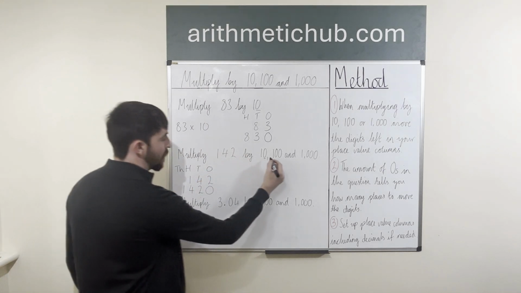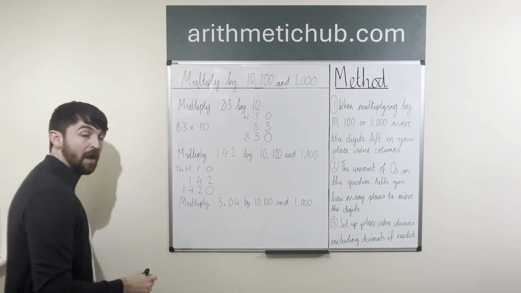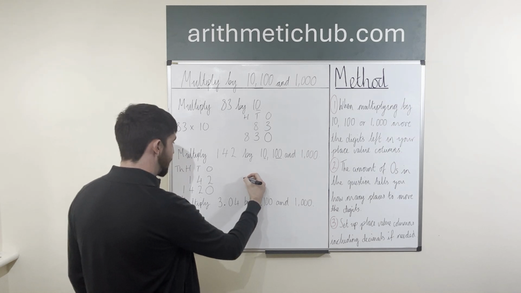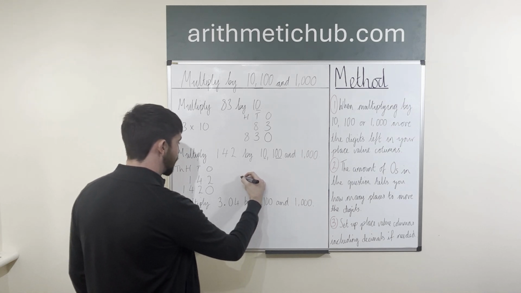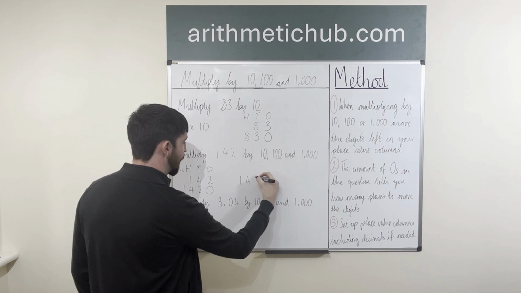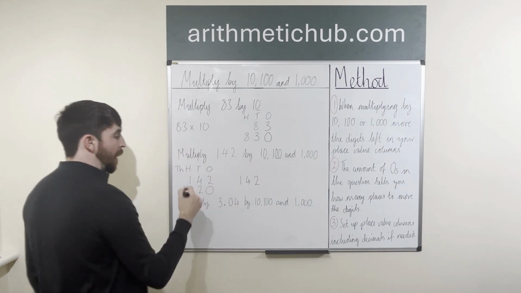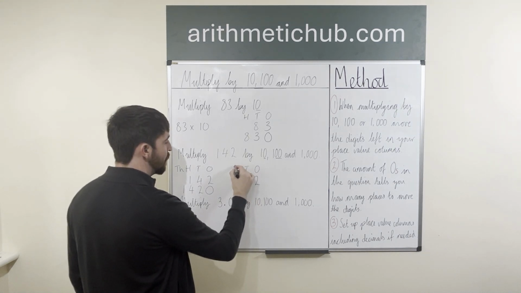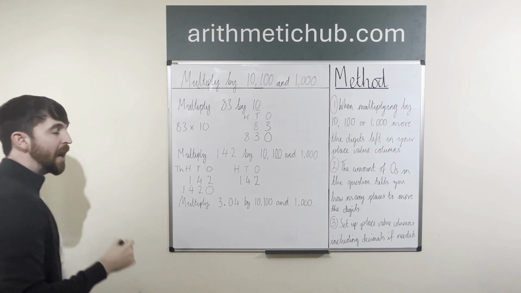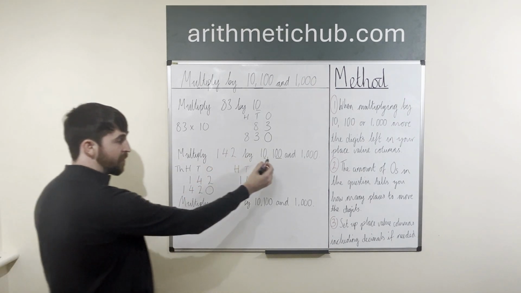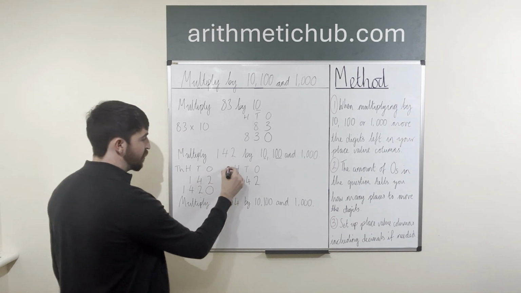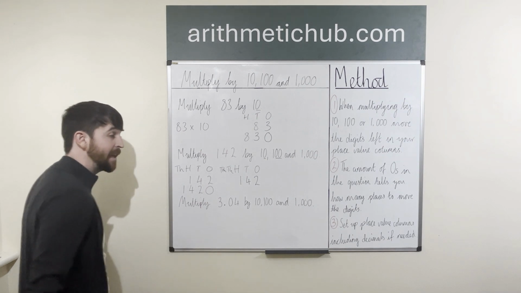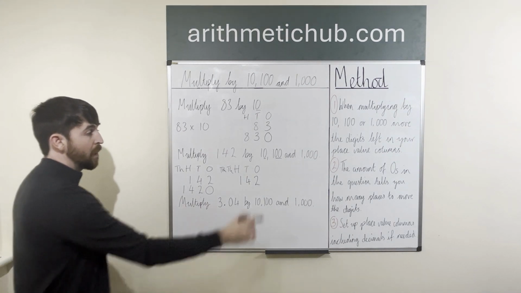So the next one I'm going to multiply it by is 100. 100 has 2 zeros in the question. So what I'm going to do is I'm going to set up my 142 here exactly the same way. And I'm going to write my place value columns in. I've got my ones, my tens, and my hundreds. But I know I'm going to move it 2 places because there's 2 zeros in the question. So now what I'm going to need is my thousands and my 10,000s, aren't I?